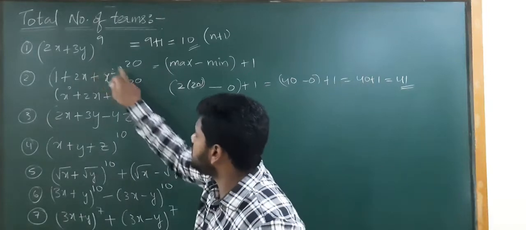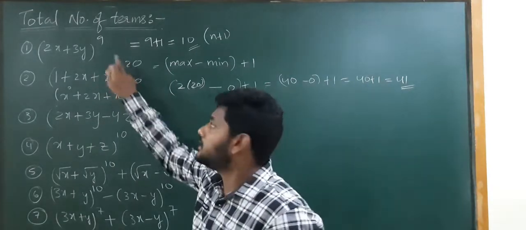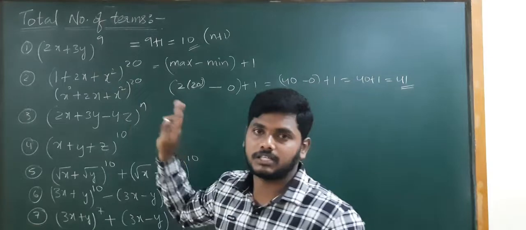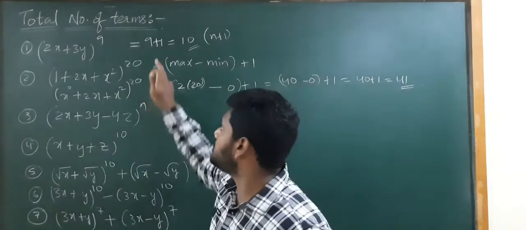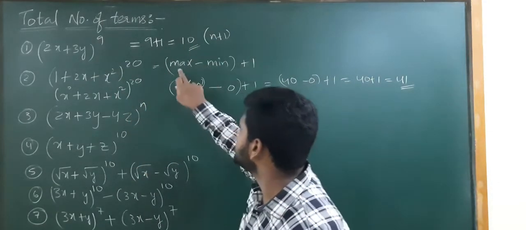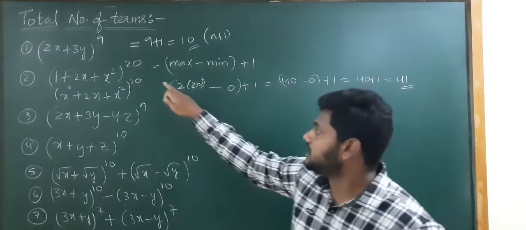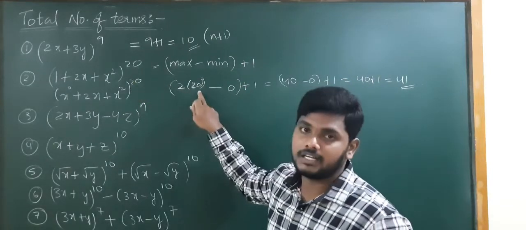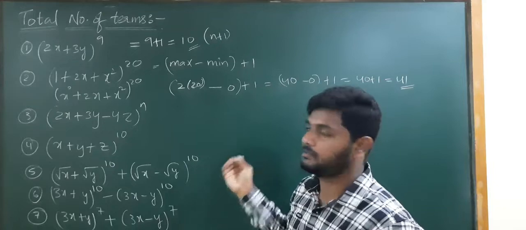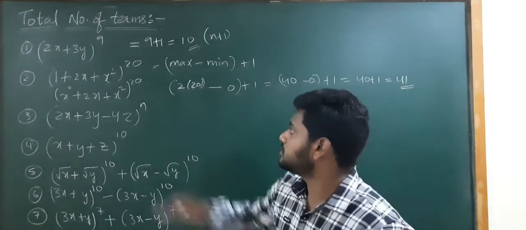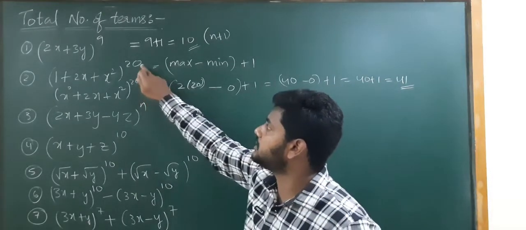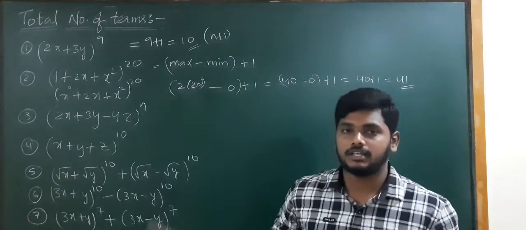Now if you observe in these two types of questions, the power may be even or odd, same formula. This is for n plus 1, and this is for maximum minus minimum plus 1. If it is 19, 2 into 19, 38, 38 plus 1, 39 number of terms will be there. Like that we need to do. It does not matter whether the n value, nothing but the index value, is odd or even.